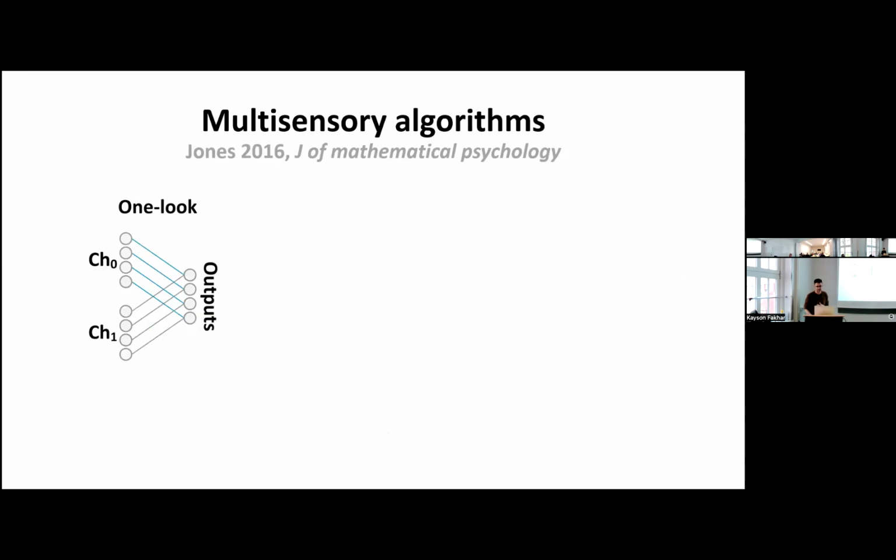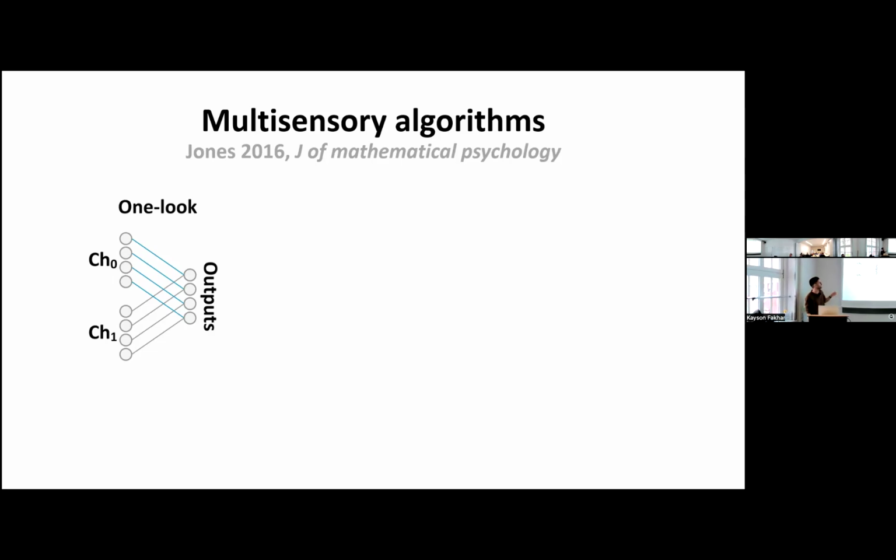Okay, so starting with algorithms. To date, a whole spectrum of algorithms have been proposed in the literature for how observers can combine information from multiple channels. Those are summarized really nicely in this paper by Peter Jones from UCL. We can roughly sort these algorithms into a spectrum, which becomes more multisensory in some ways as we progress. So at one end of the spectrum are what are called one-look algorithms, which just use the information from a single sensory channel to make a decision.